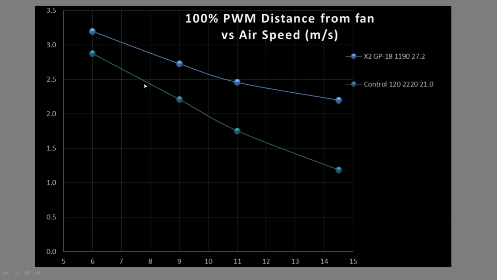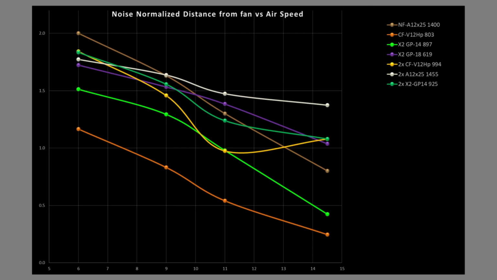Anyways, we see the same sort of flow pattern. The X2GP18 is actually outperforming at all distances, but it's at a little bit higher noise level. Let's move on. All right, now this is the good stuff. This is where I started comparing all the different fan setups that I talked about.